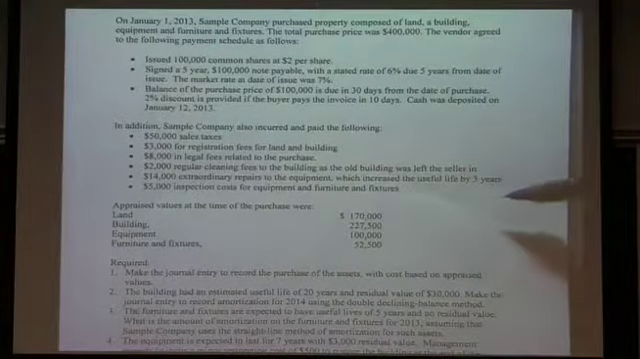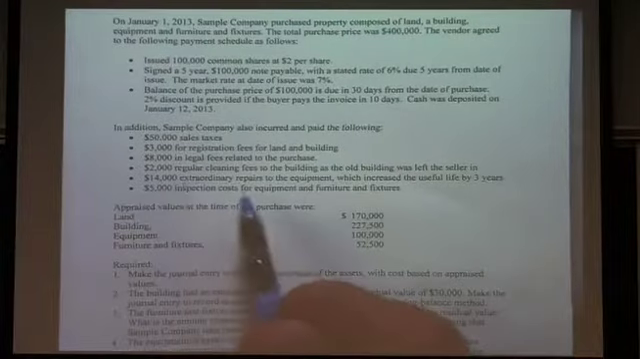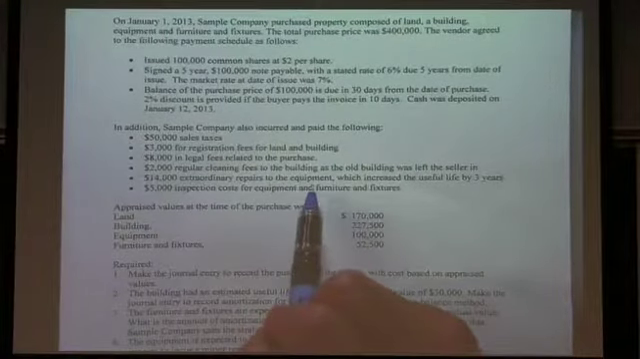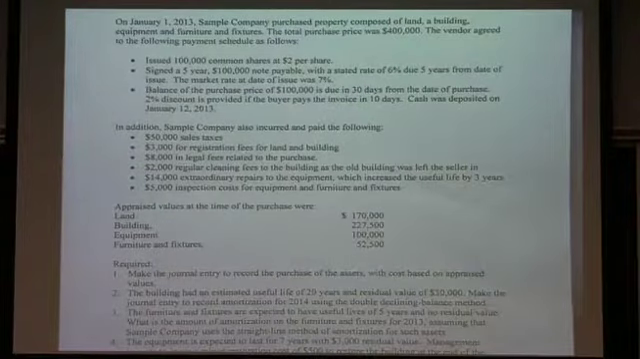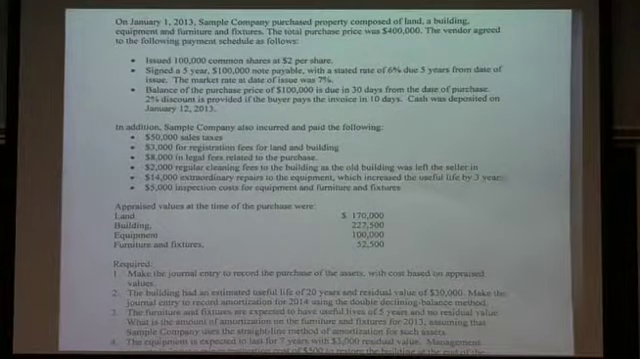The $14,000 was an extraordinary repair to the equipment. The word extraordinary means that it was necessary to get the equipment to its intended use, and that extraordinary repair increased the useful life by 3 years. So therefore, that should be capitalized only to the equipment. The $5,000 inspection fees are only for the equipment and furniture and fixtures, and again, that would have been important to get the asset to its intended use.